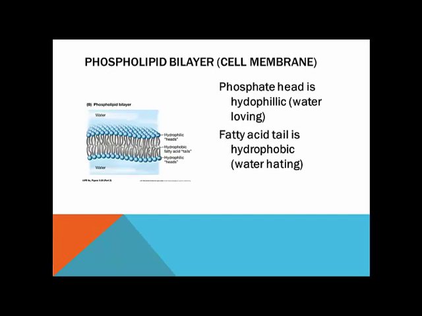Phospholipids are made of 1 glycerol and 2 fatty acids. They are used in the body to form cell membranes. The phosphate head is hydrophilic, or water-loving, and the fatty acid tails are hydrophobic, or water-hating.